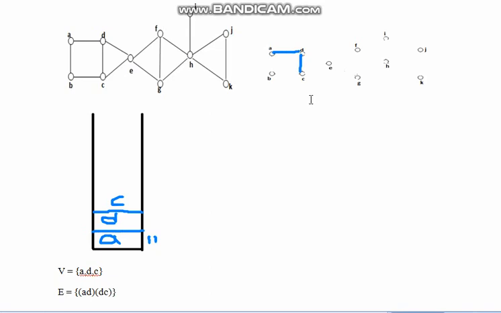From C I have two non-visited adjacent vertices, B and E. I am choosing B. While traveling from C I visited vertex B, hence push B into the stack, then add B into the vertex set, and the edge is C to B.